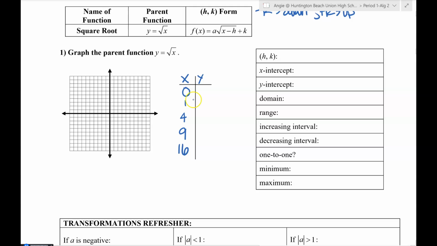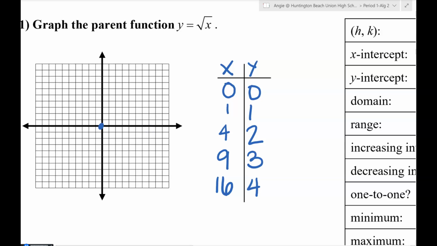Okay. Square root of 0 is 0. Square root of 1 is 1. Square root of 4 is 2. Square root of 9, it's going to be 3. Square root of 16, it's going to be 4. So let's plot it. 0 is 0. 1 is 1. 4 up 2. 9 up 3.